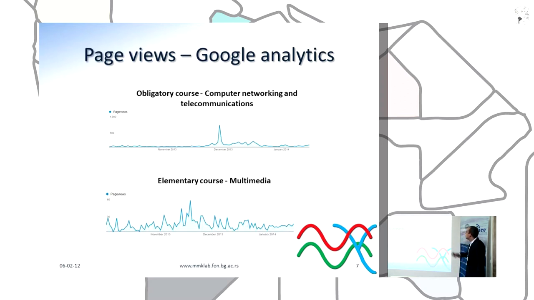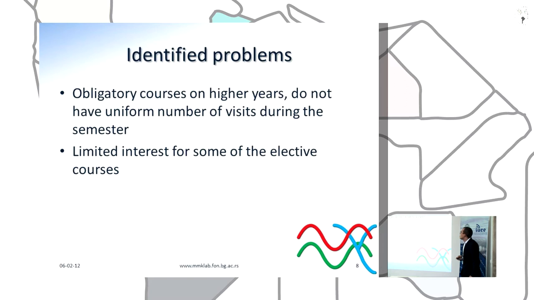Also, from the graphs, we have observed more or less expected student behavior. For example, you can see the peak on the first graph. They tend to come to our website and to download materials in December when the exam term comes closer, so they need to study, but they are not that active in the first part of the semester. So we can identify problems that obligatory courses on higher years do not have the uniform number of visits during the semester, and that there is a limited interest for some of the elective courses.